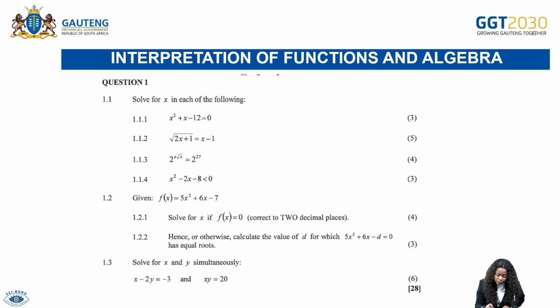Let's move on. Question 1: solve for x in each of the following. You've got x squared plus x minus 12. That's a quadratic equation. This is just a repetition. You can just use the quadratic formula, or you can factorize and get your factors. 1.1.2, you've got the square root of 2x plus 1 equals x minus 1. I can do this one.